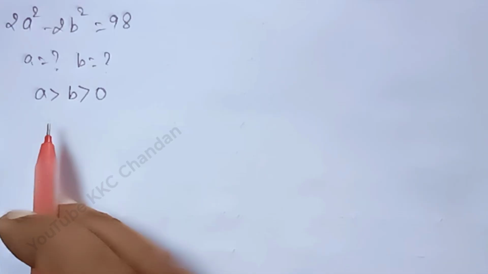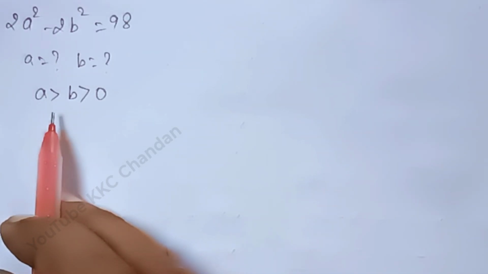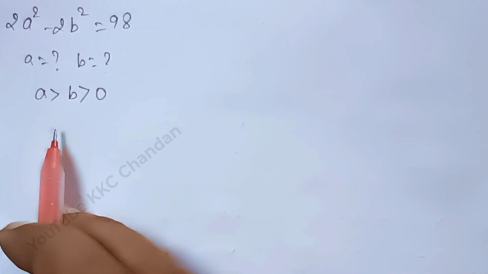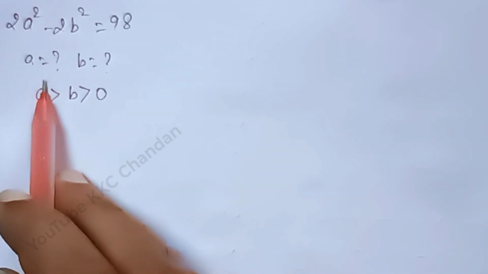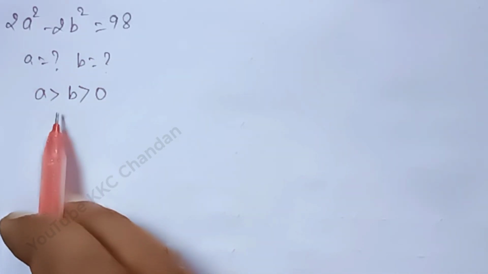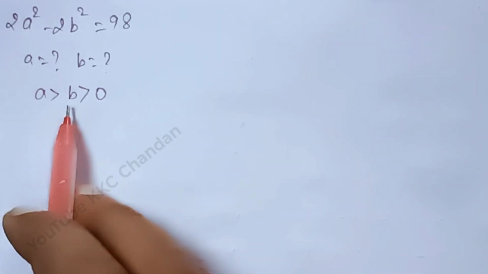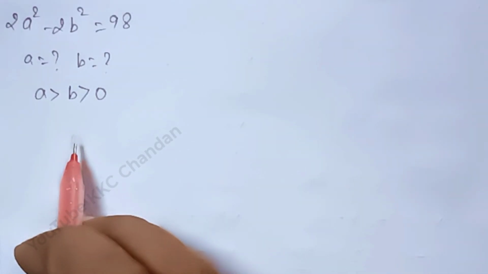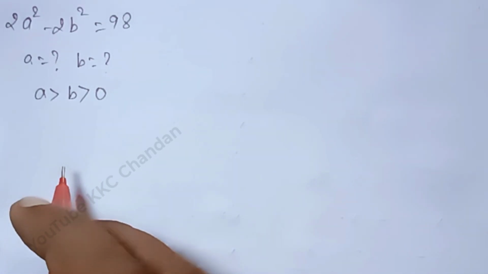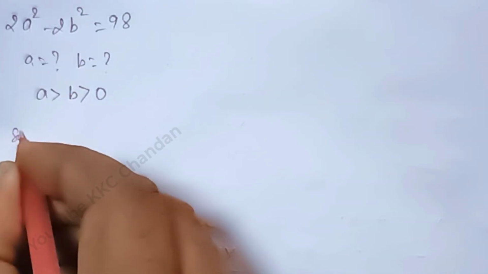This is a very interesting question, a math algebra problem. Can you solve this type of problem? If you solve it, tell me what is the value of a, b. The condition is that a is greater than b, and b is greater than 0. Let's start the solution, how to solve this problem.